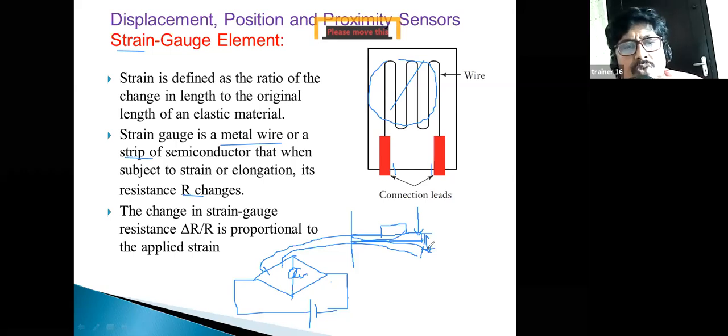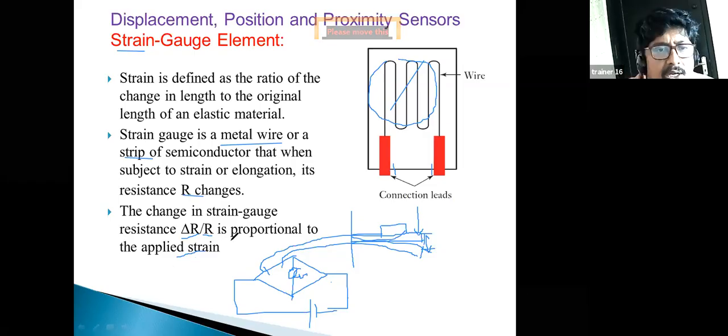These are all the calibration elements. See here, in this strain gauge, the change in resistance divided by R is proportional to the applied strain. That means delta R by R is nothing but the strain. All of you know that strain is nothing but the change in length divided by the original length.